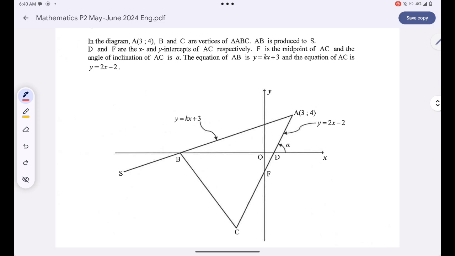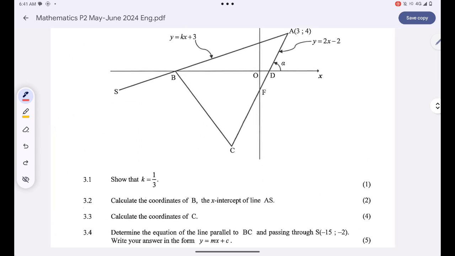Okay, in the diagram, A, B, and C are vertices of triangle ABC, and we are told that AB is produced to S. D and F are the x- and y-intercepts of AC respectively. F is the midpoint of AC, and the angle of inclination of AC is alpha. The equation of AB is y equals kx plus 3, and the equation of AC is y equals 2x minus 2.